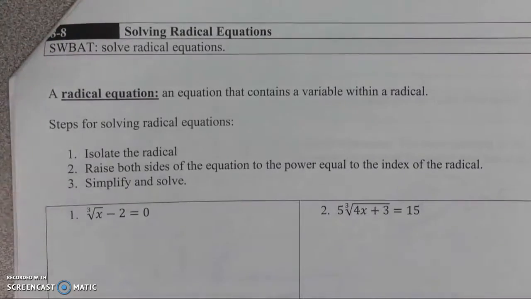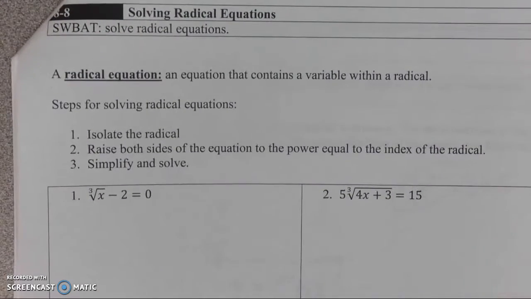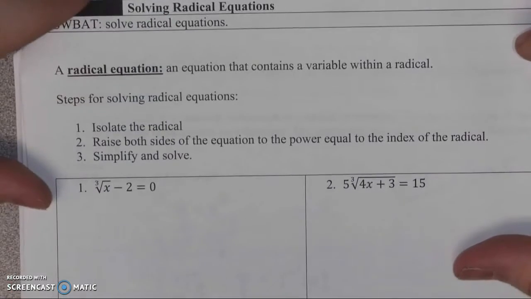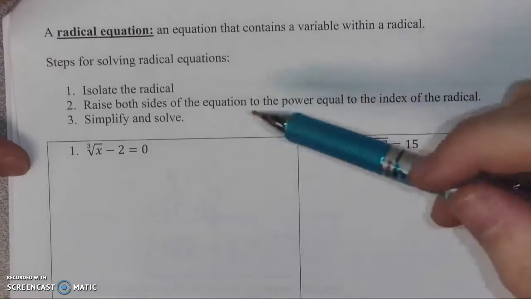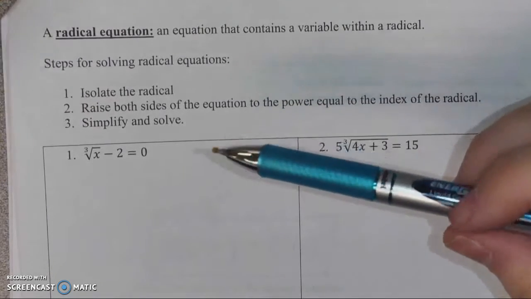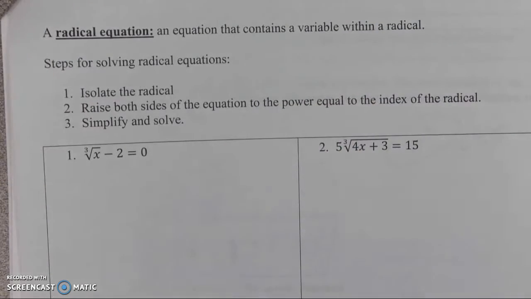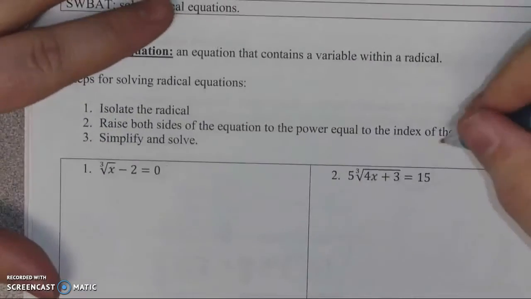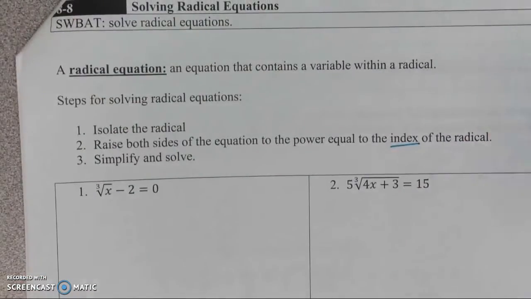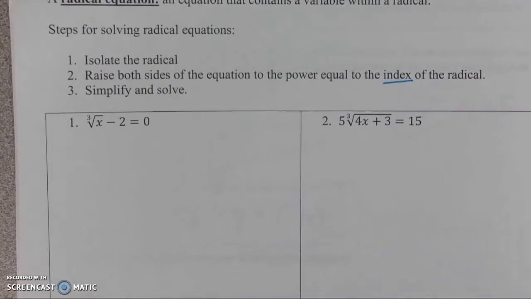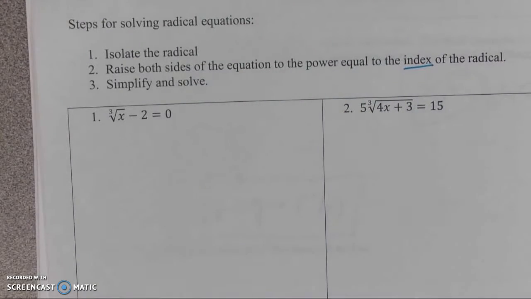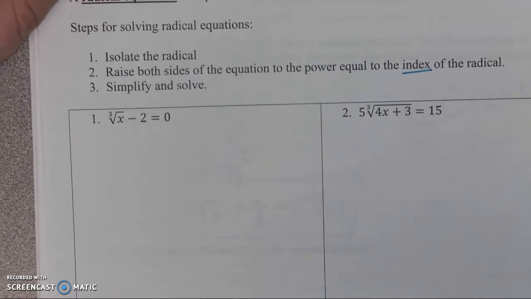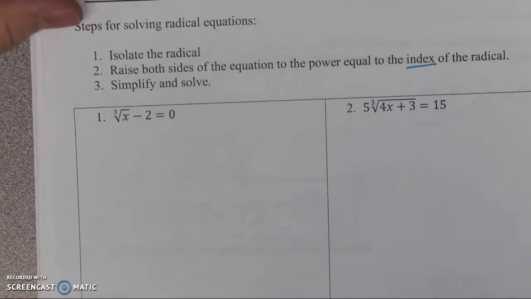Right, in section 6.8, we're solving radical equations. In order to do that, you just need to first isolate the radical. Second, raise both sides of the equation to the power equal to the index of the radical. The last thing you'll do is simplify and solve. So you're always going to want to identify what your index is so that you can raise it to the appropriate power.